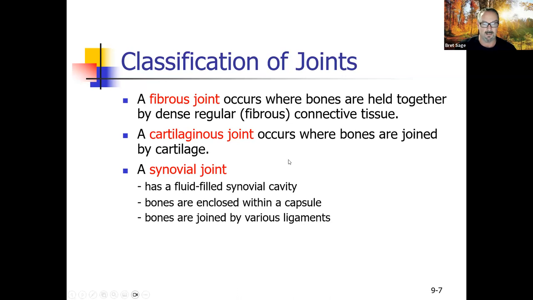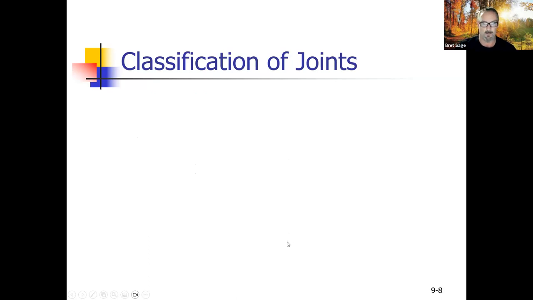The most common is called a synovial joint. It has a fluid-filled synovial cavity. Bones are enclosed within a capsule. The capsule keeps the fluid in there. And the bones are joined by various ligaments that generally, normally make up that capsule.